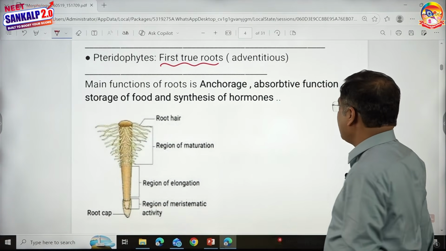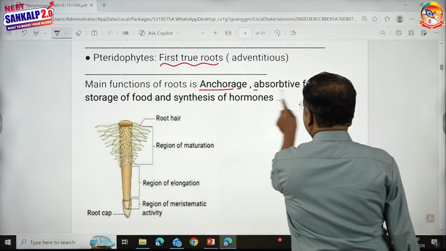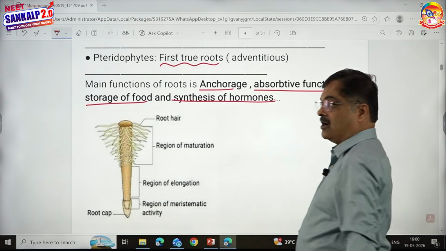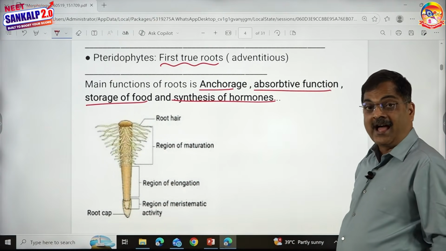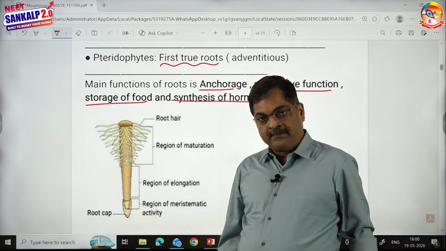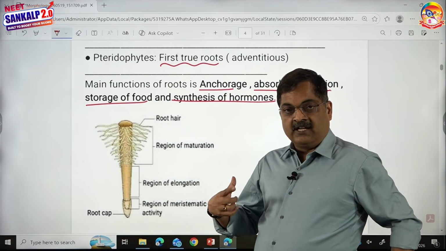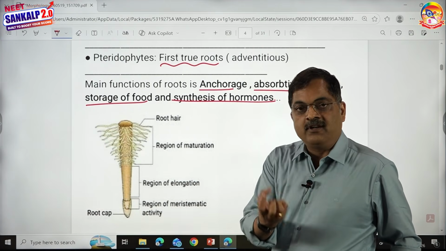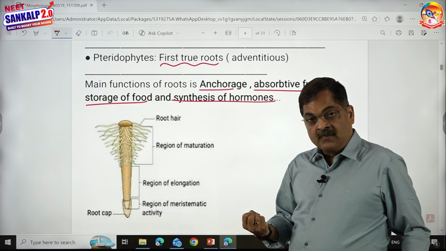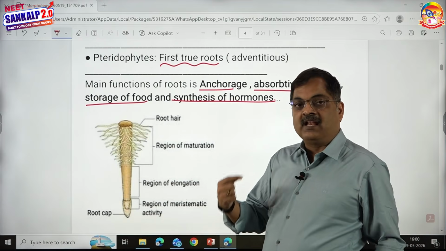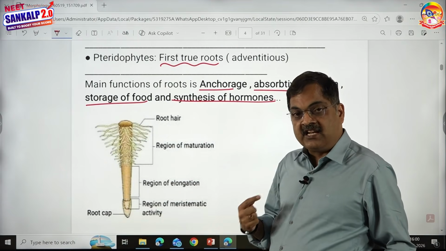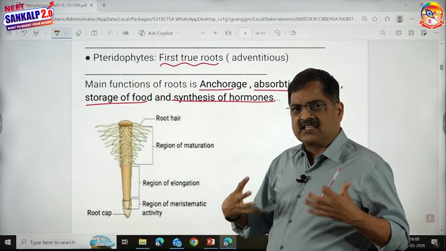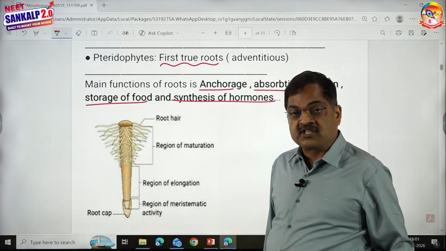What is the main function? I already told you. It is anchorage, absorption, storage of food, and synthesis of hormones. When we talk about the hormones with regard to root system, all of you know that more auxins, less cytokinins help in the development of roots from callus. And root hairs develop in large quantities in the presence of ethylene. And cytokinins are hormones, children, generally synthesized in large amounts within the root system.